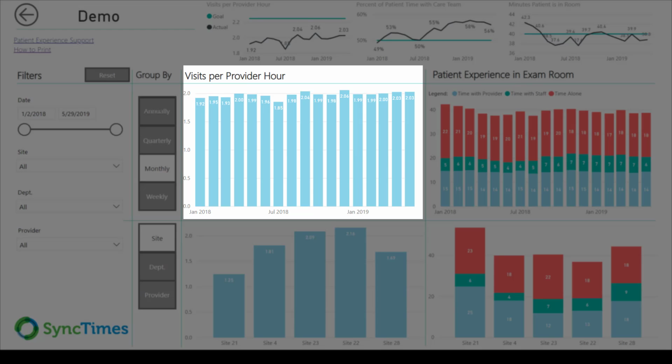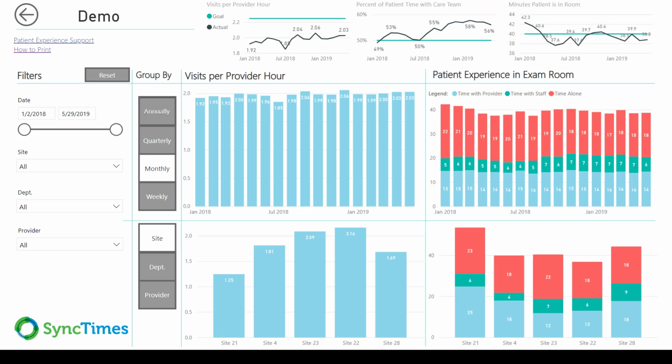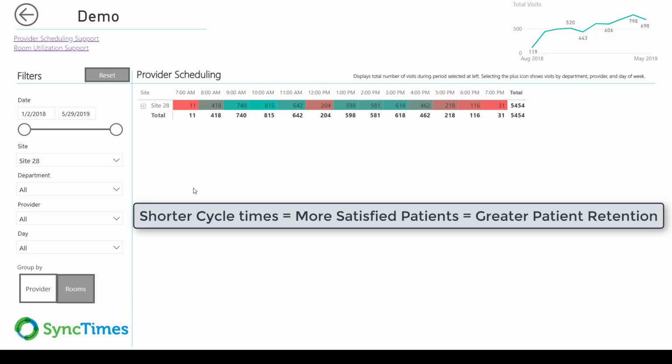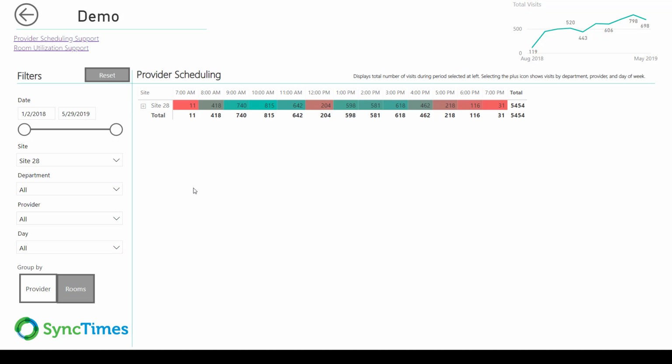We also track some productivity metrics here in visits per provider hour. But for the sake of time, let's move over to the provider scheduling and exam room utilization report. Theoretically, if patient cycle times are shorter and patients are more satisfied, there will be more capacity in the schedule to see additional patients. This is why we have built the provider scheduling report.